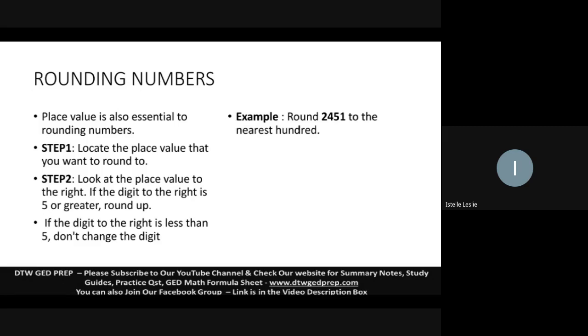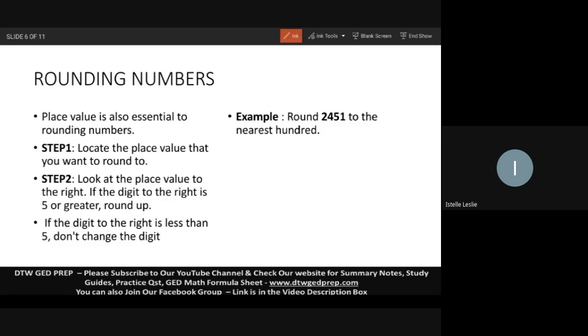This example says we should round 2451 to the nearest 100. So the first thing, just as we said in our step 1, is to locate that place value. So we locate where the 100 place is. If we rewrite this, this is 2, 4, 5, and 1. So this is our ones, this is our tens, our 100 is 4. So that's the first step.